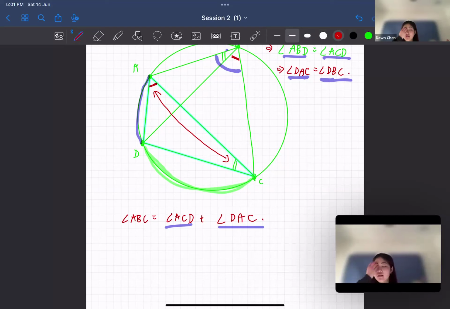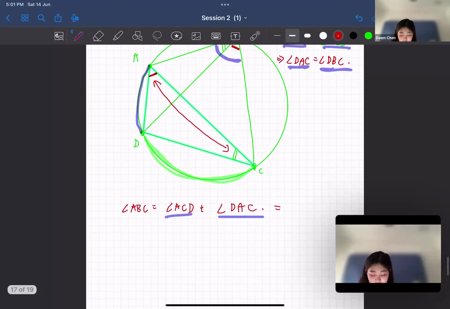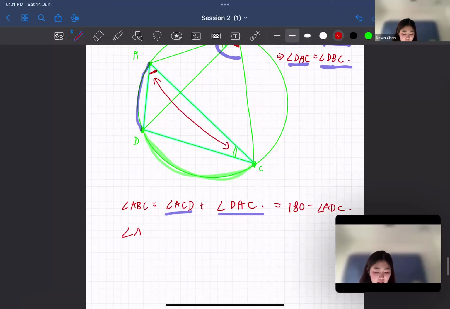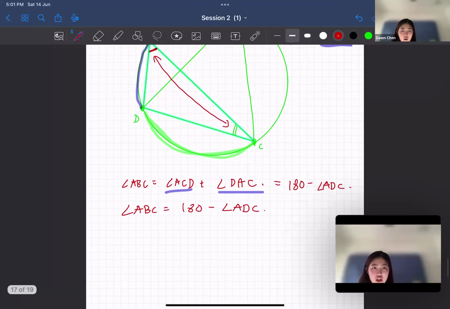So we know that the sum of the angles should be 180, and the only other angle that we haven't included within this sum is ADC, right? So it would actually be equal to 180 minus ADC. That would mean ABC is equal to 180 degrees minus ADC, right? Now we can rearrange our equation and we get the fact that ABC plus ADC is going to be equal to 180, right?